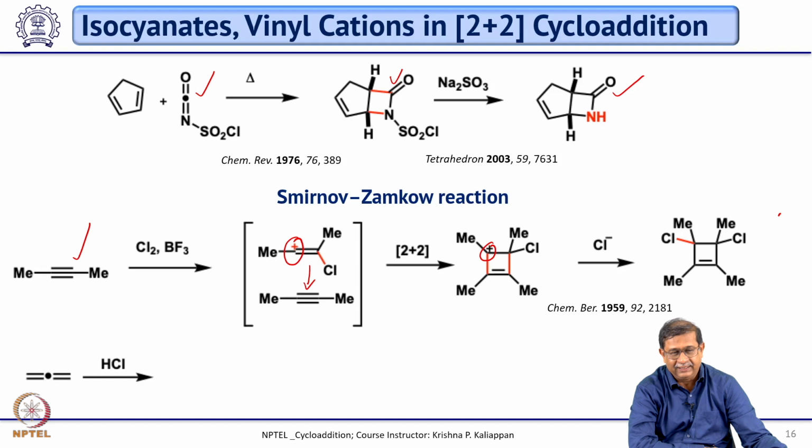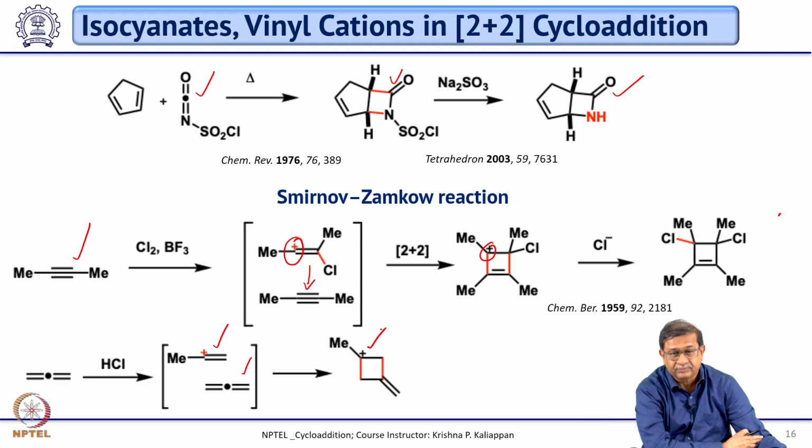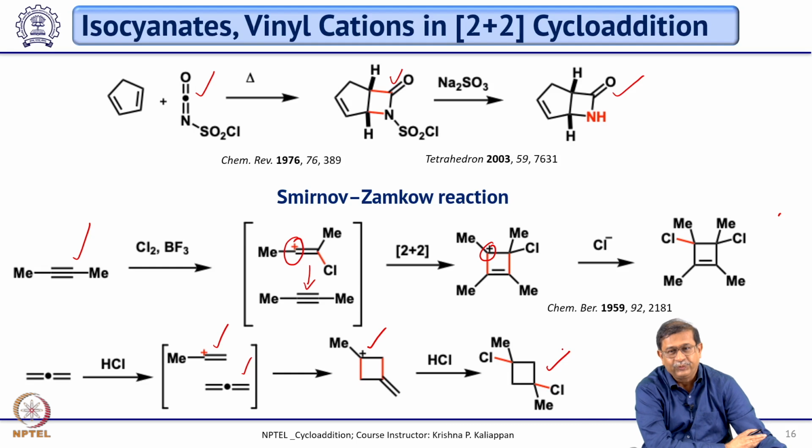This vinyl cation also can be generated by adding HCl to allenes. When you do that, first it forms this methyl vinyl carbocation, and that adds in a 2+2 fashion with allene to generate this cyclobutane and a carbocation. Now the Cl minus can attack to give the dichlorodimethyl cyclobutane. So these isocyanates and vinyl cations can be easily used to make substituted cyclobutanes and cyclobutenes.